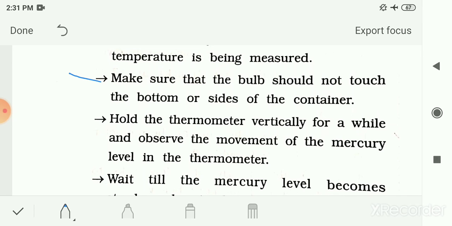If we want to measure the temperature of water which we have taken in a container, then we have to make sure that the bulb of the thermometer does not touch the bottom or any side of the container. And we have to hold the thermometer vertically for a while, and observe the movement of the mercury level in the thermometer. At that moment we have to observe the movement of the mercury, and hold the thermometer vertically.